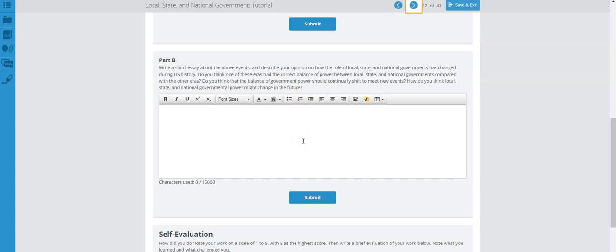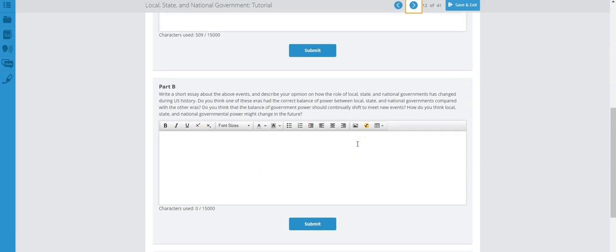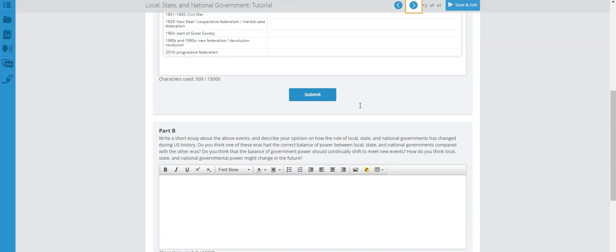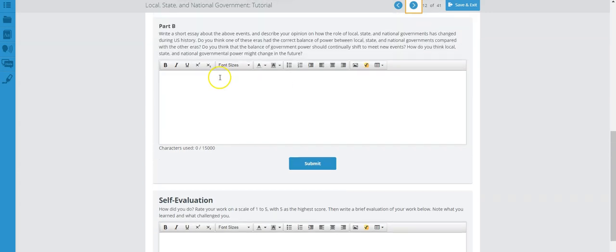Well, you have a couple of questions that you have to answer here. So you should be able to put together a good 3-paragraph essay. You need to go back to this event. This is why it's important that you look at all of the events here on the first part A, and you provide as many details on the effects on balance of power. And you will use that information and create a fantastic essay. Remember, it has to have an introduction.